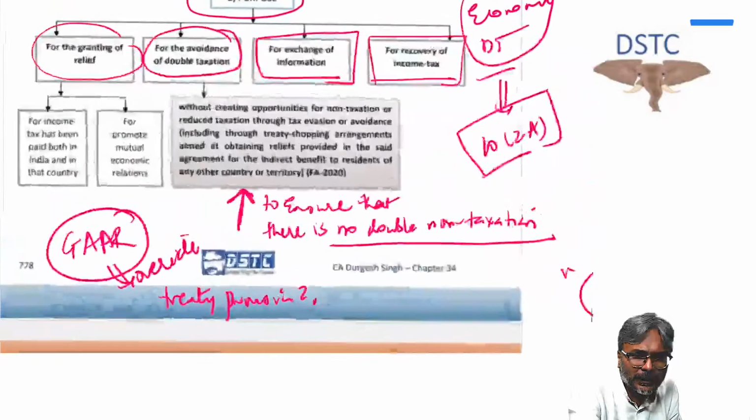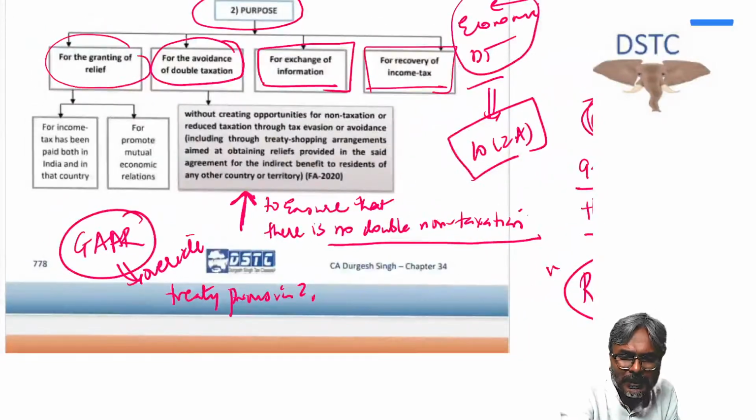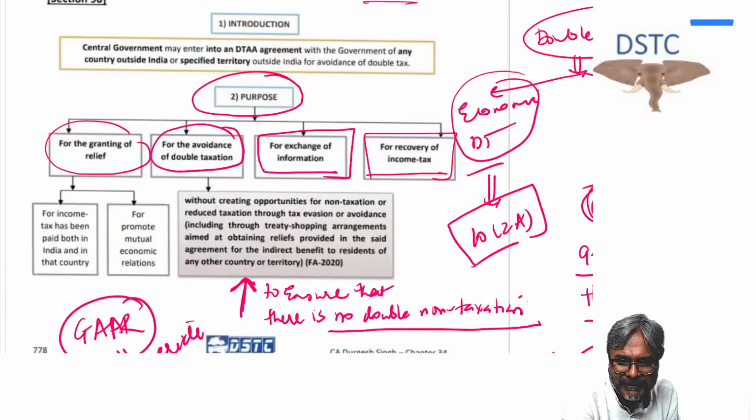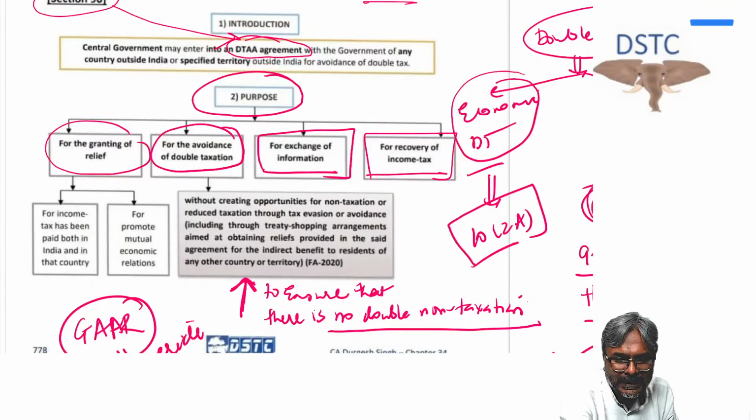Now students, one important theory is what is the purpose of the bilateral relief, that is a treaty. Now bilateral relief, students, for that you have to refer to the treaty. Bilateral relief under Section 90, for that you have to refer to the treaty. And in the treaty, students, what is the purpose? The purpose is to grant relief from double taxation.